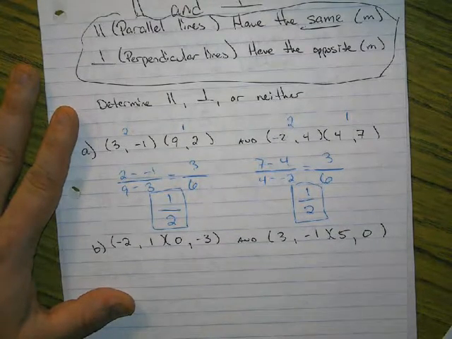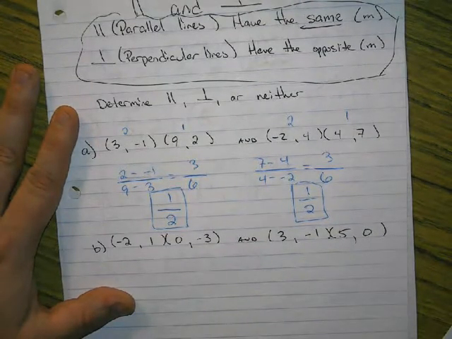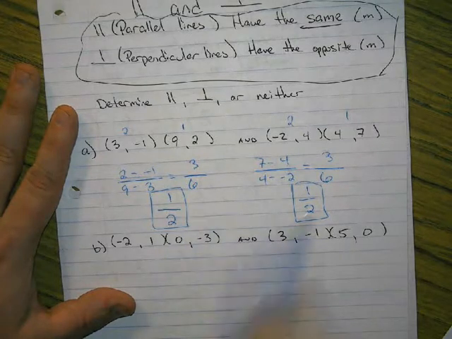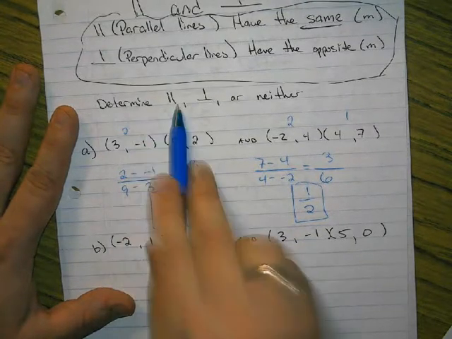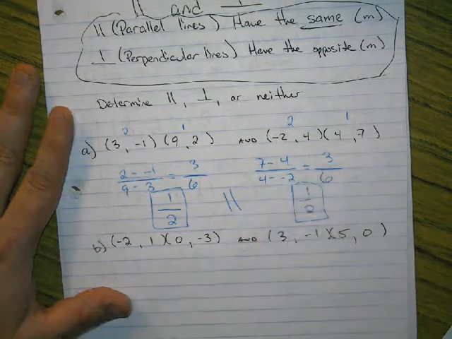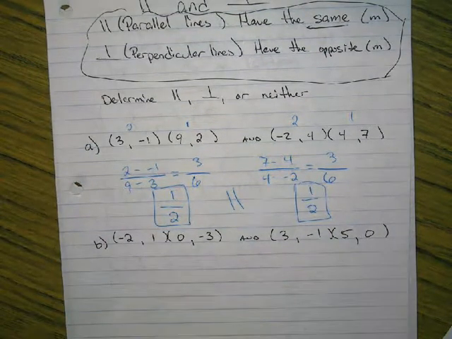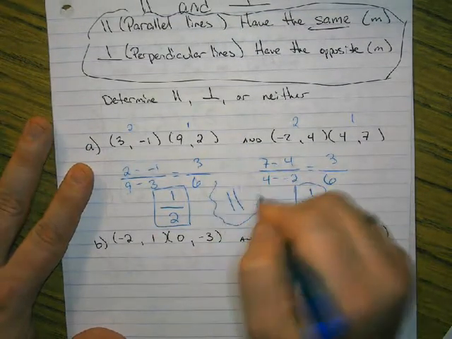We have 1/2 and 1/2, so what's our actual answer? What's our answer if the slopes are the same? Our answer is parallel. So you can write out the word parallel, or you just draw what kind of looks like an 11, which is parallel lines, and that is our actual answer.